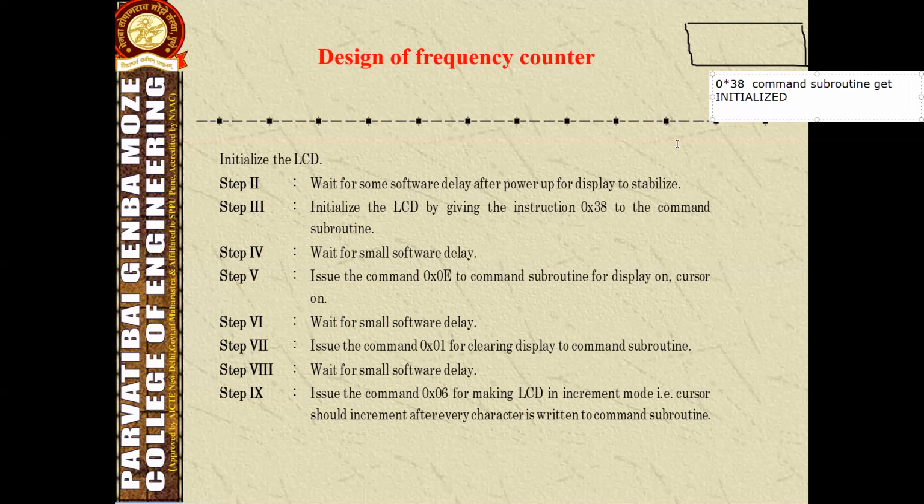In the next step, what will happen? After waiting for some time, we are issuing 0E, this code, for display and cursor on. Then we are going to give the 01 command for clearing the display, and the next command is 06 for incrementing the cursor after every character is written on the display.